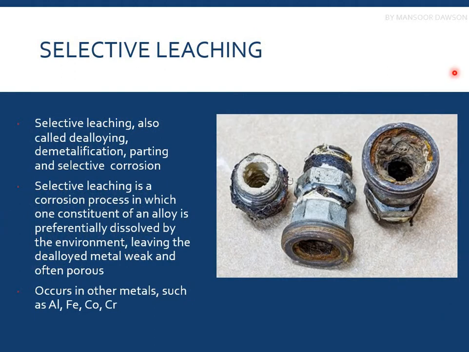Then we have selective leaching. This is also called de-alloying, demetallification, parting or selective corrosion. In selective leaching, one constituent of an alloy is preferentially dissolved by the environment, leaving the de-alloyed metal very weak and often porous, sometimes observed in aluminum, iron, cobalt and chromium alloys.